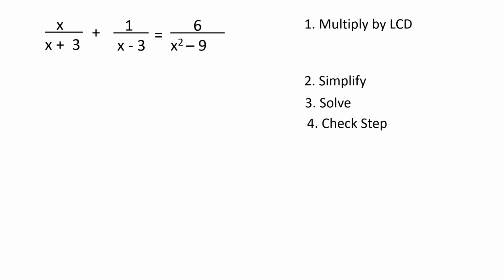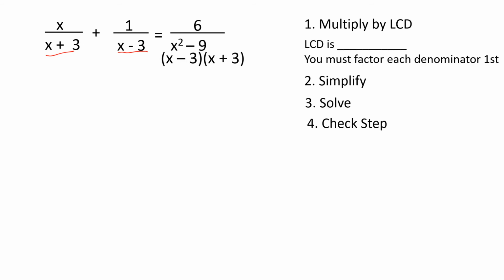All right, we need to find our LCD. Well, this x plus 3, that's prime. X minus 3 is prime, but the x squared minus 9 is not prime. It can be factored to be x minus 3, x plus 3 because it's a difference of squares. All right, so that changes what we have on the bottom.